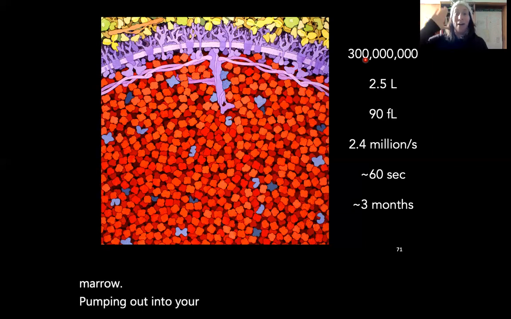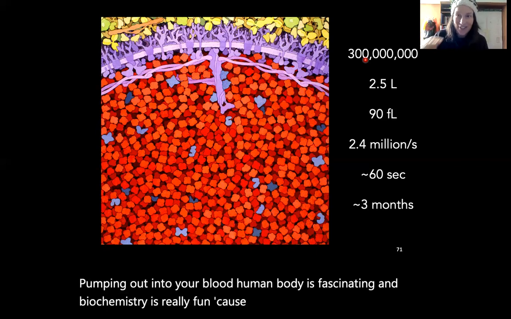The human body is fascinating, and biochemistry is really fun because you really get to understand the chemistry of everything and how it works.